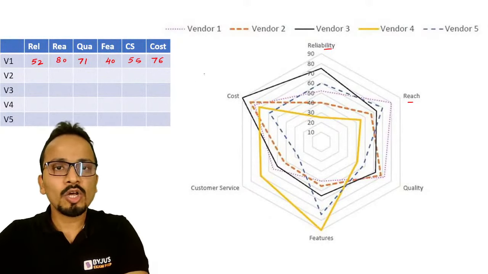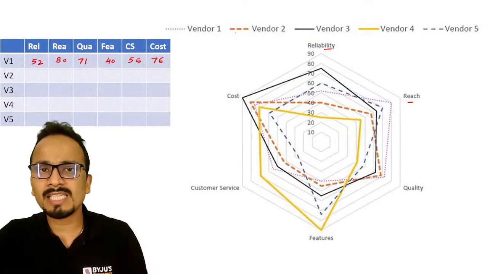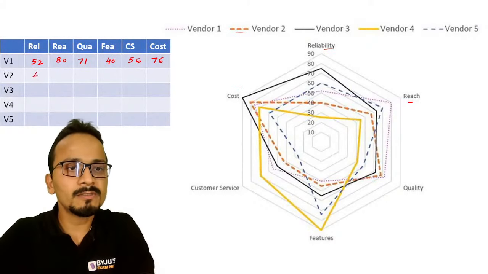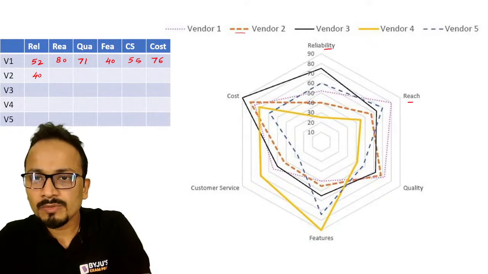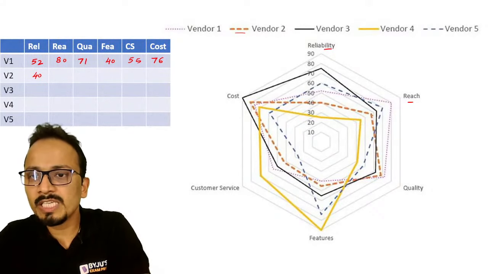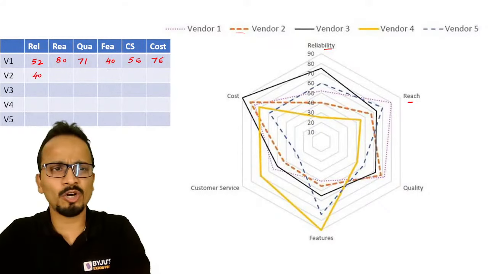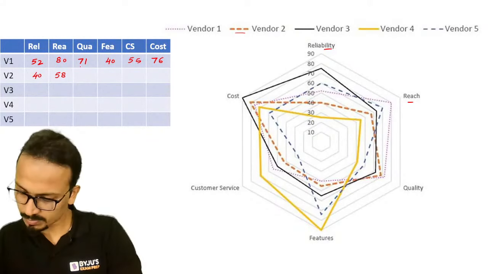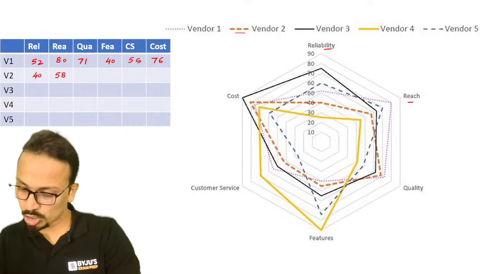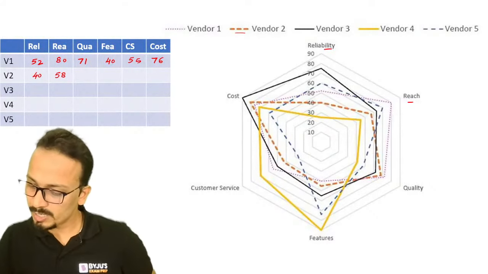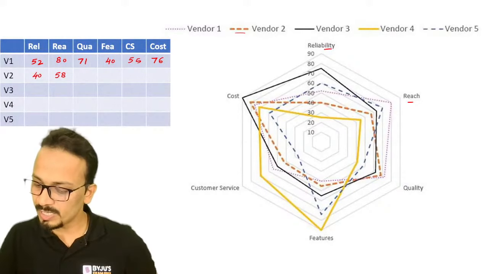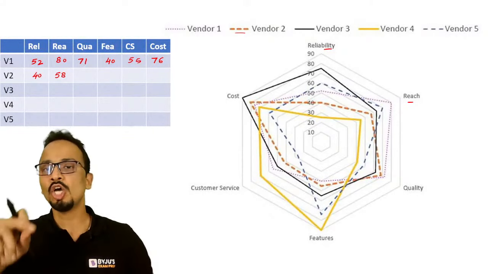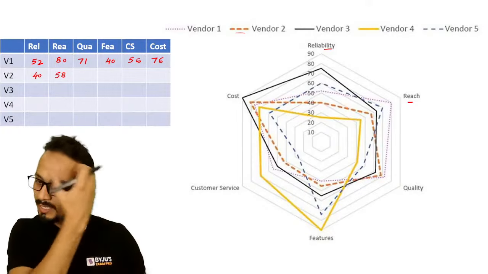Now let's talk about vendor 2, which is this type of line in this chart. For reliability, it is 40. For reach, between 50 and 60, above 55, so 57 or 58. So I can write it as 58. Any of the suggestions? Yes, Mohammed Nabhan, you are asking whether we need to pick values for 5 vendors on cost and so on. Yes, I'll be writing the values for all these 5 vendors on all the 6 parameters here.